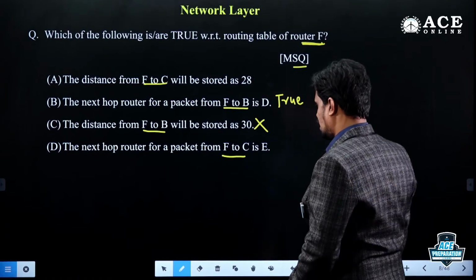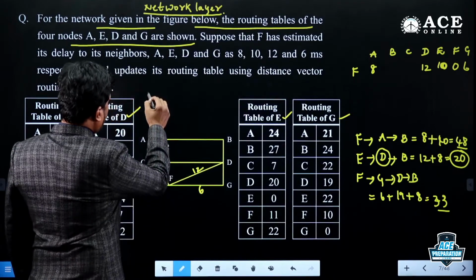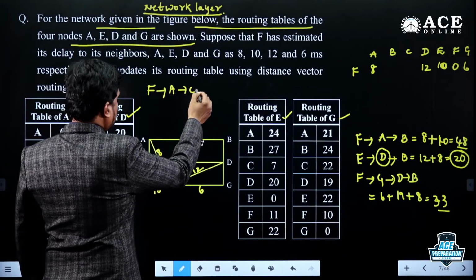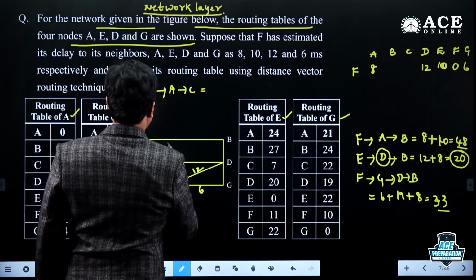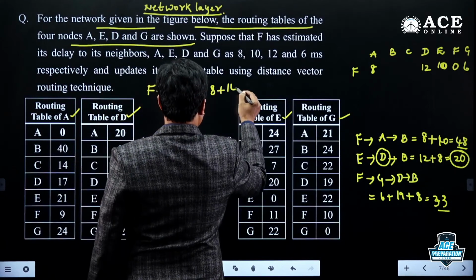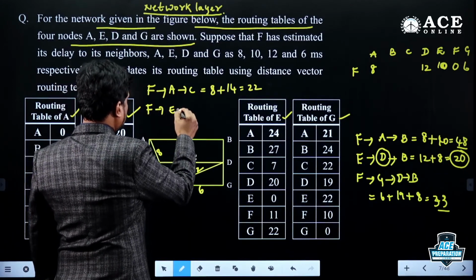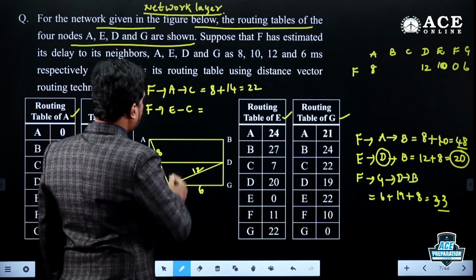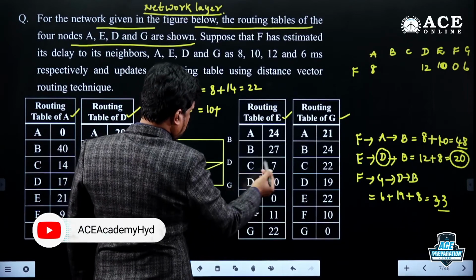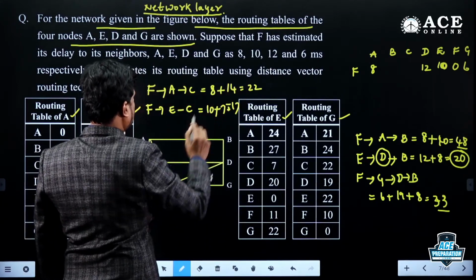Next, F to C if you verify. I want to travel now from F to C. So first I can go F to A and then A to C. What is the cost of F to A? F to A is given as 8 plus A to C, which is 14, so 22. Okay. Next, F to E I can go and then E to C. So F to E, what is the cost I am having? 10. Plus E to C, given as 7, which is 17.